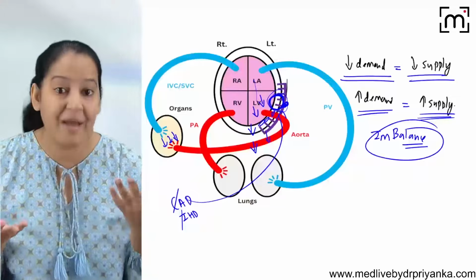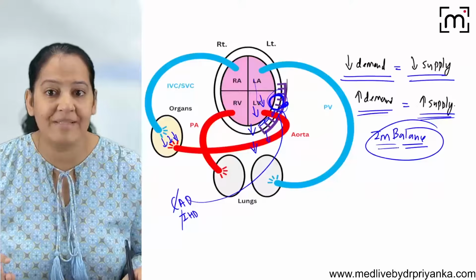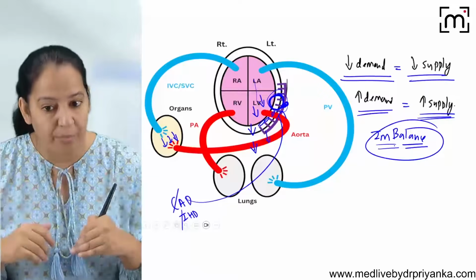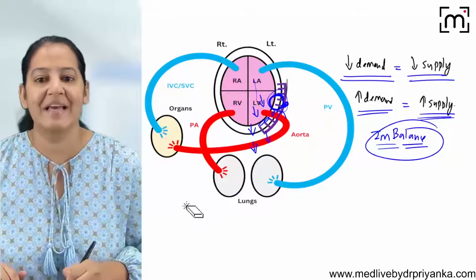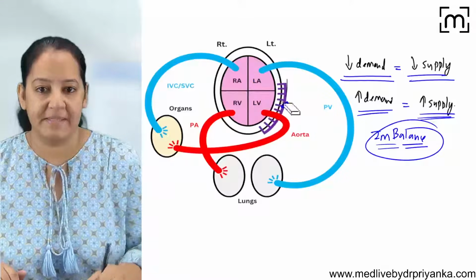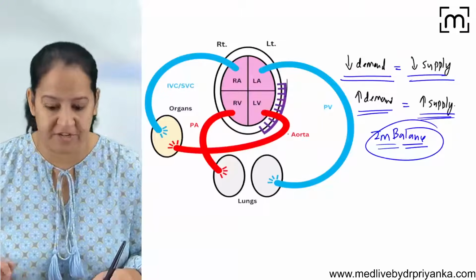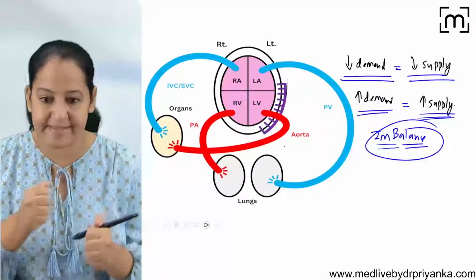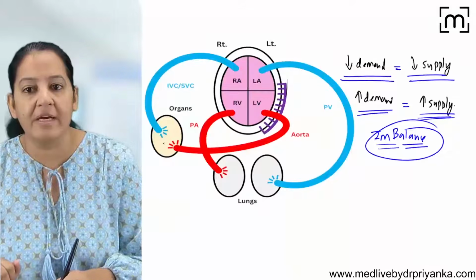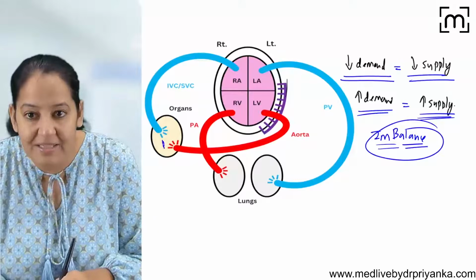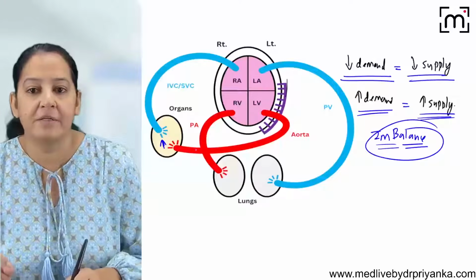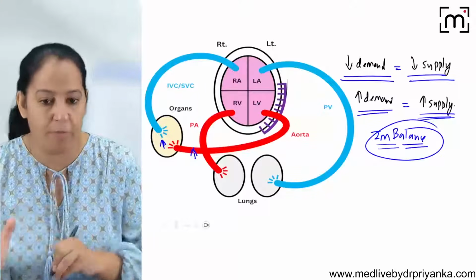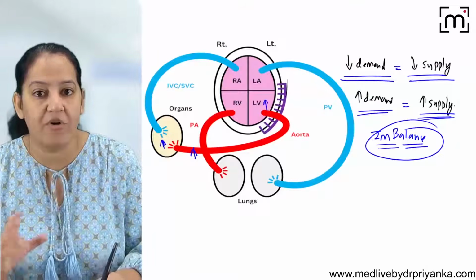And why is it happening? Because of an imbalance between demand and supply. Demand is more, but supply is less. Now imagine I am doing exercise. Imagine a person whose coronary is obstructed, and that person is doing exercise, running, jogging. At that time the activity is more. The organs require more blood. So we want the aorta to give more blood. So we want the left ventricle to contract more.